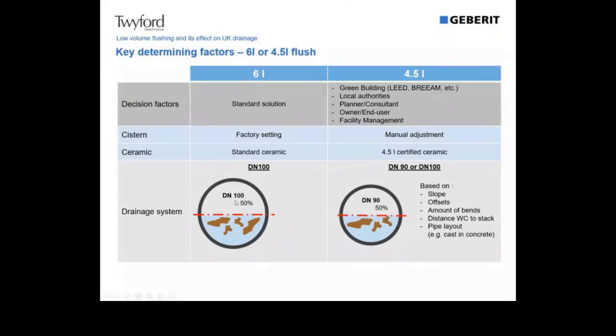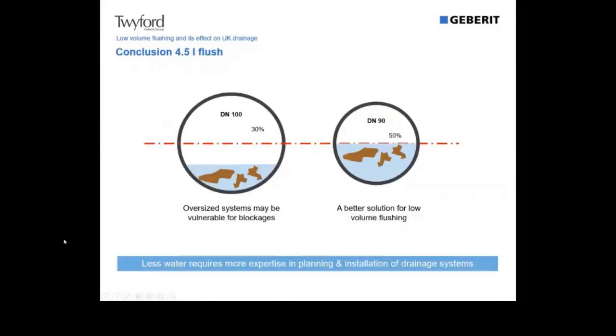So we've moved from a 100mm pipe at a 50% fill with 6 litres to a 90mm pipe with 4.5 litres, still giving us 50% fill. As such, it's going to mean that we're going to keep any waste water and waste solids flowing through that system. So I'm going to show you a very quick video on that, which demonstrates it.